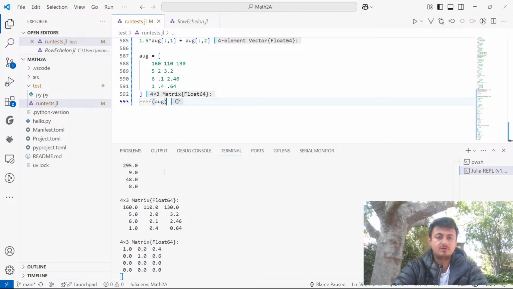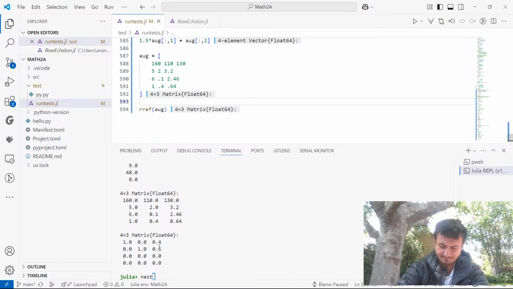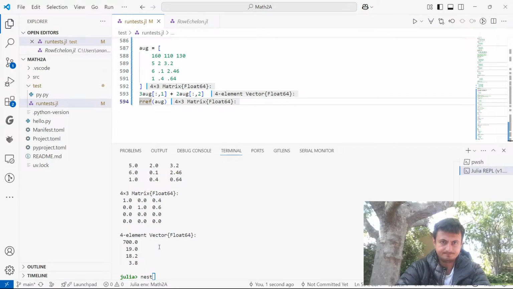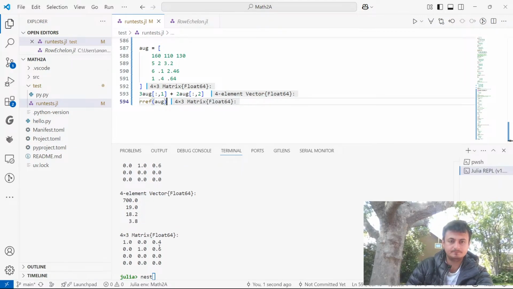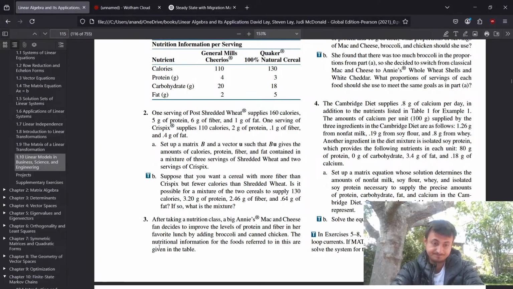We row reduce this augmented matrix. Okay, and the first one is going to be 3, and then 1, 7, 19, 18.2 and 3.8. All right. Great. So we did that problem. So number 2 is done.